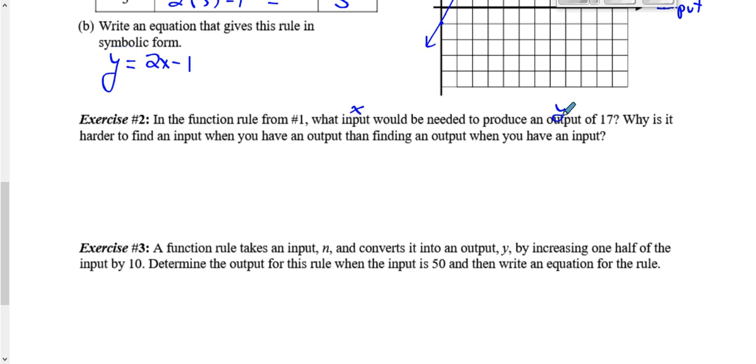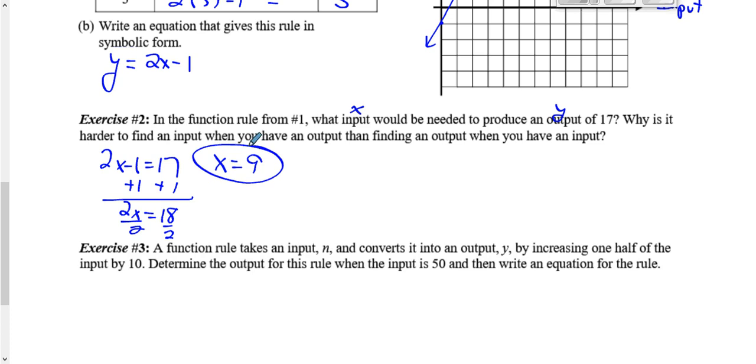That's really what you're doing when you're solving an equation, right? So Y equals 2x minus 1, right? But it's actually 17, isn't it? Maybe I got to do it like this. 9. Oh, it's 9. Okay, we know how to do this, right? So 2x equals 18. So an input of 9 will give us an output of what? 17, right?